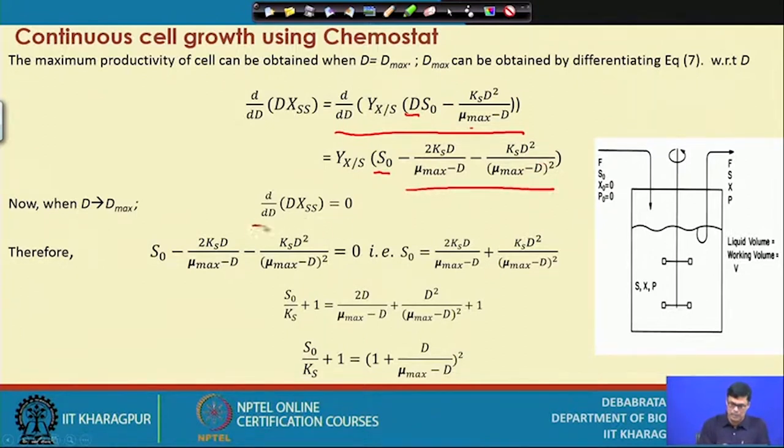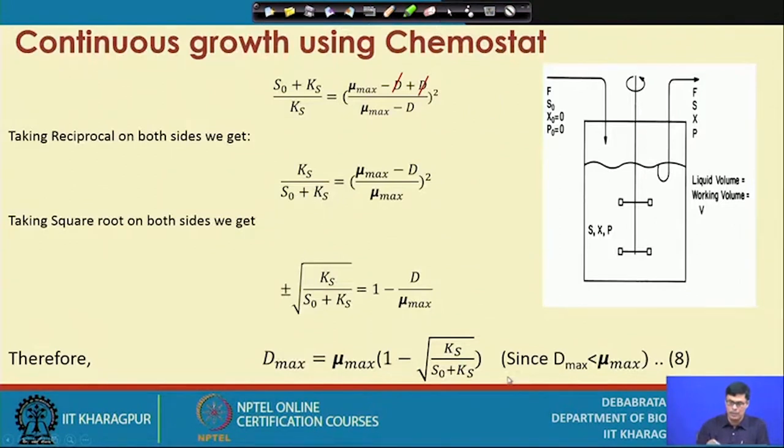And then we put this condition, when D tends to Dmax, d(DX)/dD will be equal to 0. If you put these conditions, we'll solve this and find this equation, and finally we'll come across this equation, mu equal to mu max S by KS plus S. So this is Dmax. Dmax is the dilution rate at which you will get the maximum rate of cell mass production.